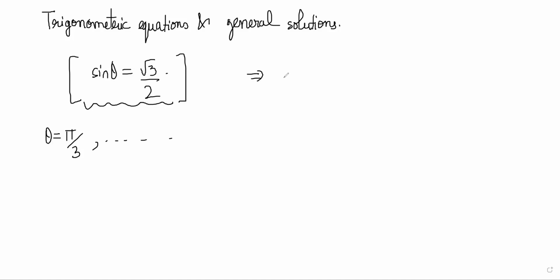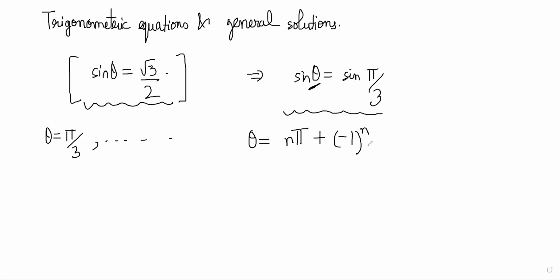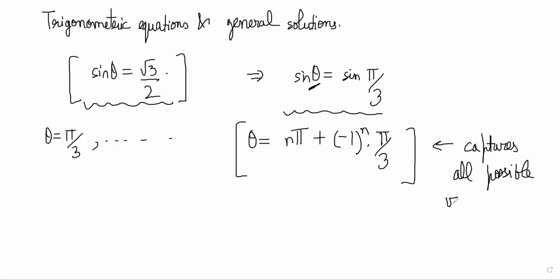So we want to say, sine theta is equal to sine of pi by 3, because root 3 by 2 is sine pi by 3. How do I write all the possible answers of theta, not just pi by 3? In this case, you will find that theta is equal to n pi plus minus 1 power n pi by 3. This formula captures all possible values of theta. Here n is any integer.